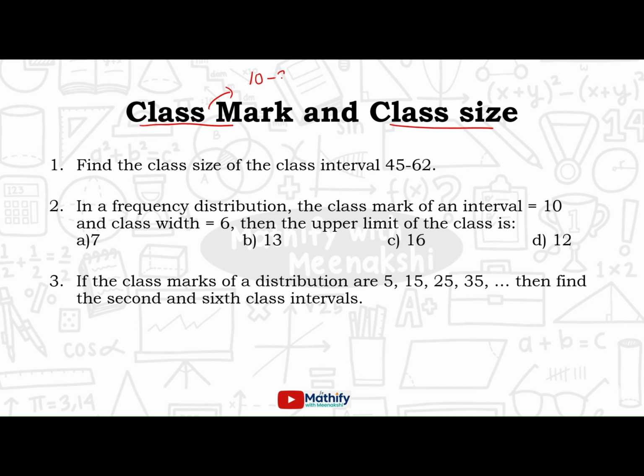Suppose we have an interval 10 to 20. Then what is the class mark for this? Lower limit plus upper limit divided by 2. That means 10 plus 20 divided by 2. You can say 30 by 2, that's 15. So you can say class mark is basically mean for that class interval. And what is class size? Class size is upper limit minus lower limit. You can say class width too.